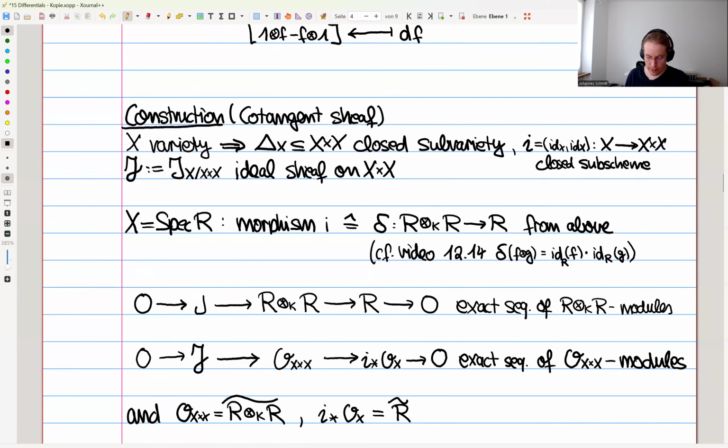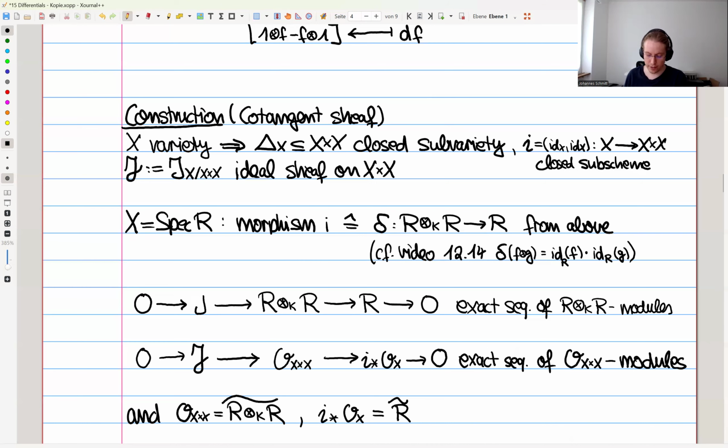And we know then X is affine and X cross X is just the spectrum of R tensor over K with R. We saw that the fiber product over K for such affine varieties is just the same as the spectrum of the tensor product of their associated rings. And then this map from spec R to spec R tensor over K with R in this direction comes from a map of rings in the other direction. And this map of rings is exactly delta above.